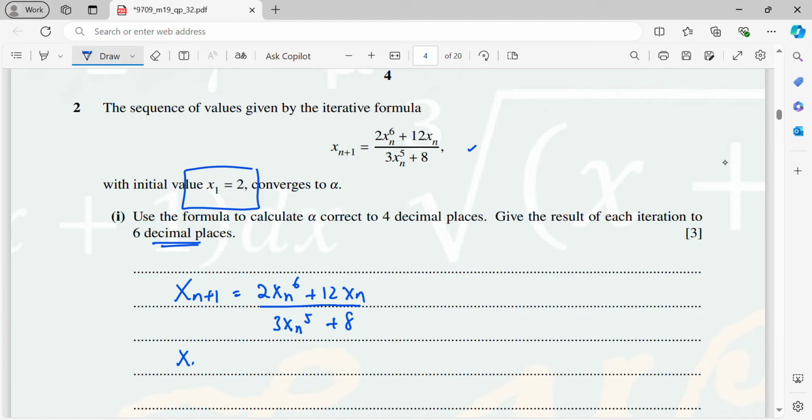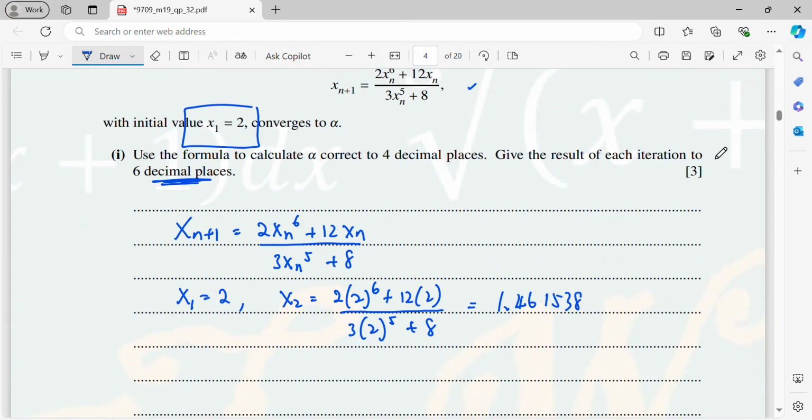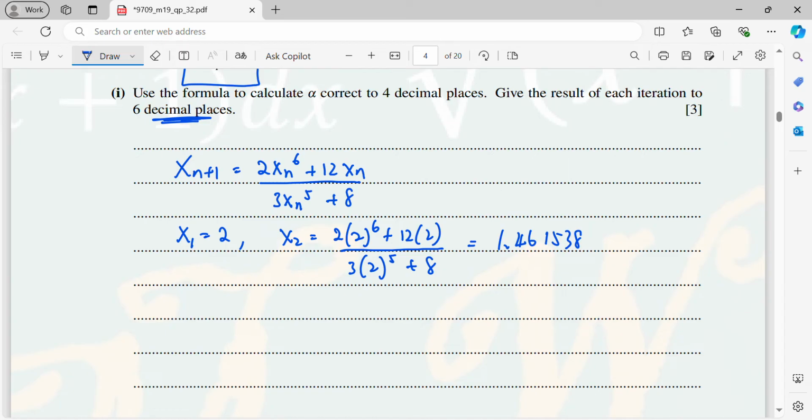So x1 is 2. Therefore, my x2 is going to be 2x1 power 6. So replace the x1 by 2 plus 12 times 2 over 3 times 2 power 5, then plus 8. And now the answer, the iteration, to 6 decimal places, this is going to be 1.461538. Now from 2 drop to 1.46, right?